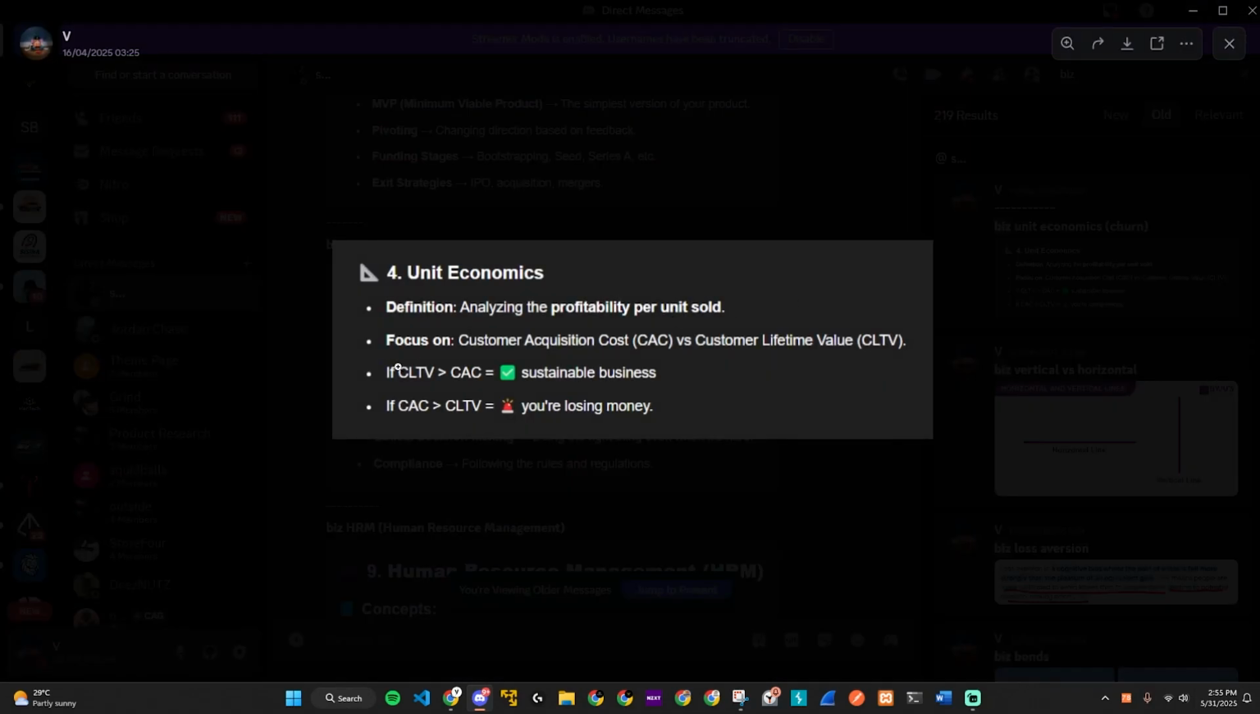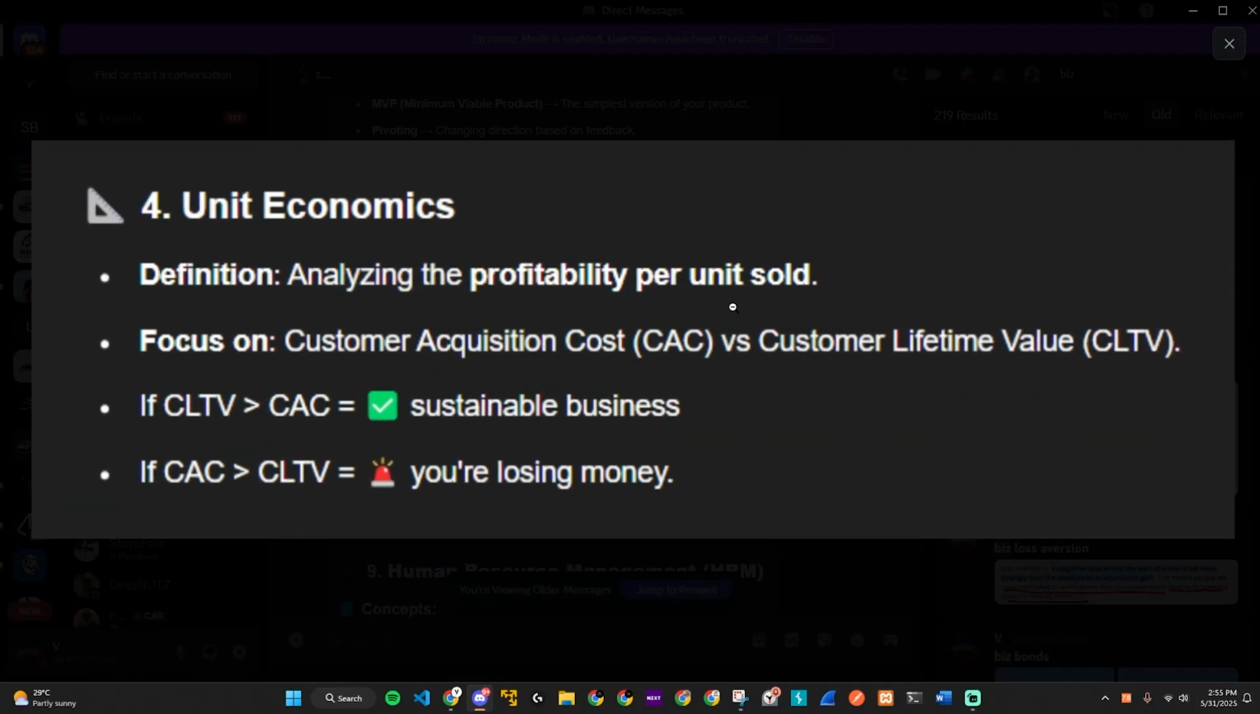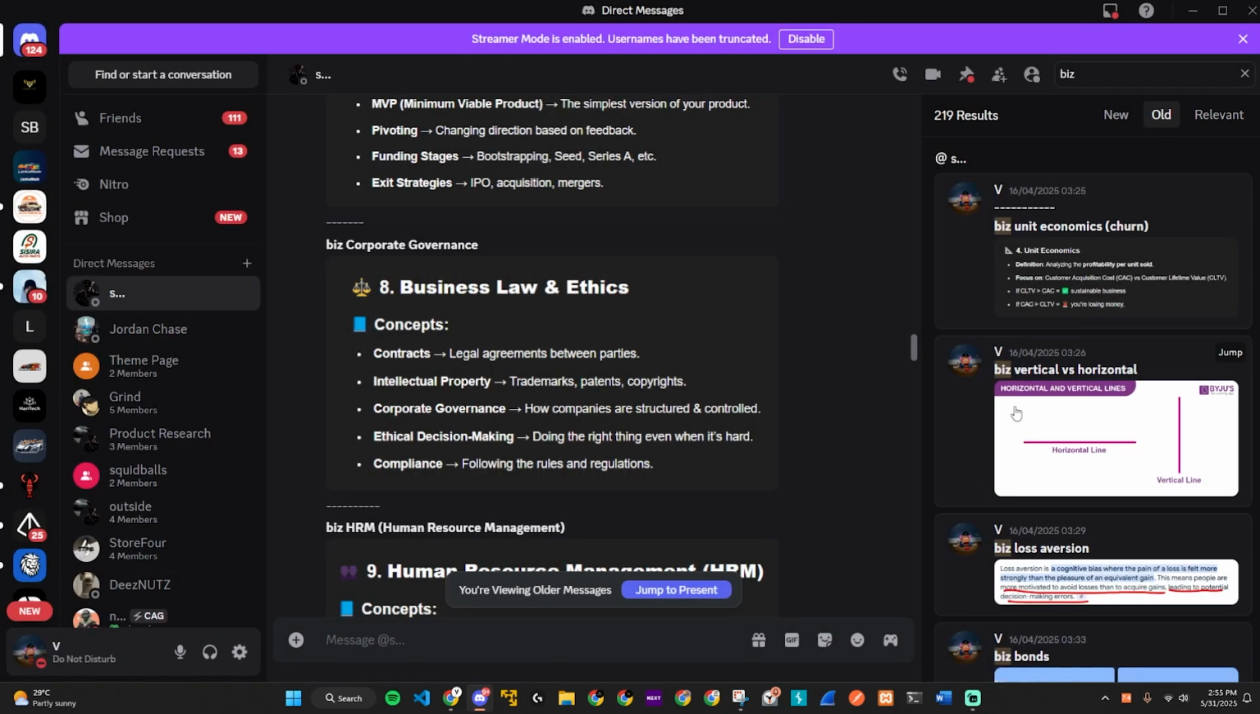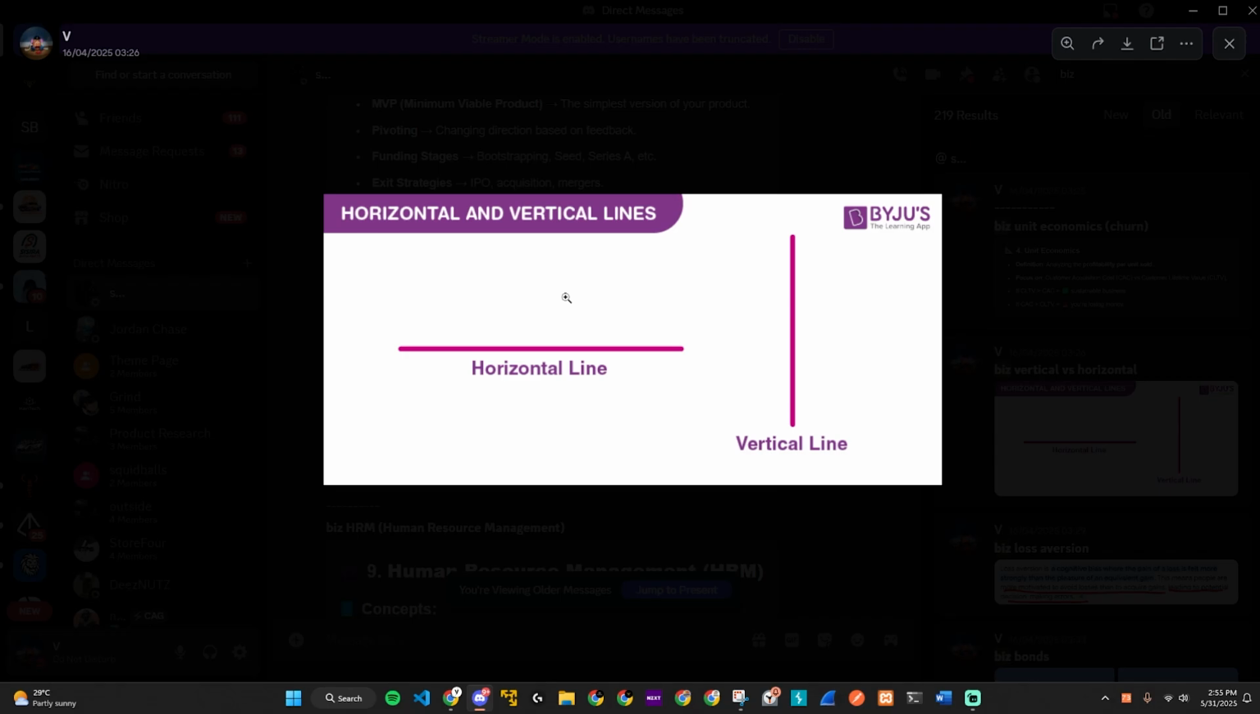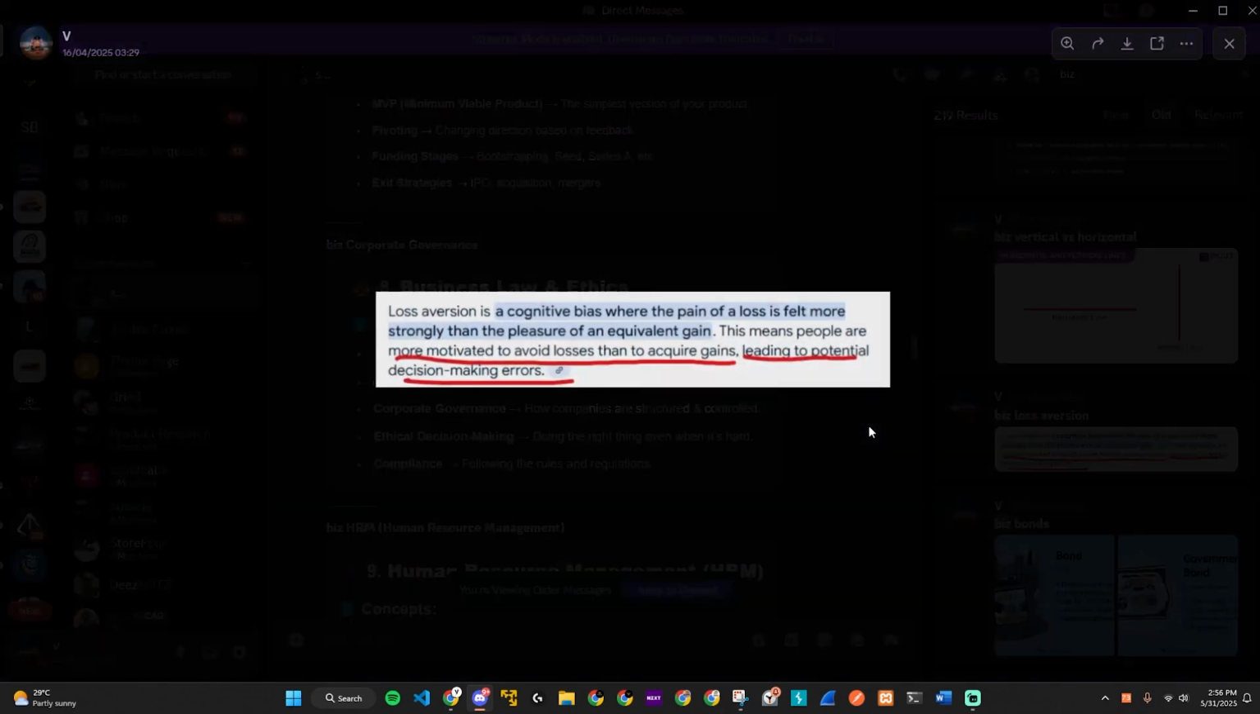So let's go to unit economics, analyzing the profitability per unit sold, customer acquisition cost versus customer lifetime value. So this is like Gucci and Louis Vuitton, and this is the usual businesses. Customer lifetime value is greater than the customer acquisition cost. So in Gucci and Louis Vuitton, they spend more on acquiring the customer, with marketing and stuff, so quality of products and stuff like that. Horizontal versus vertical scaling.